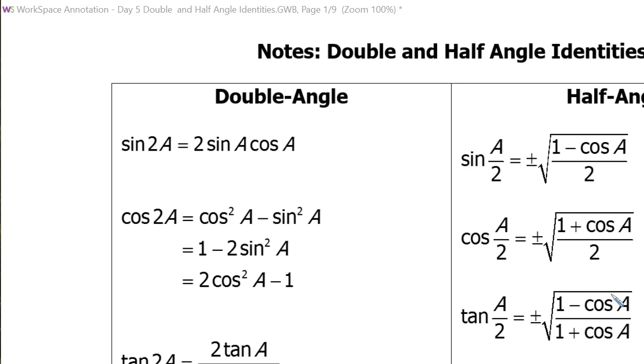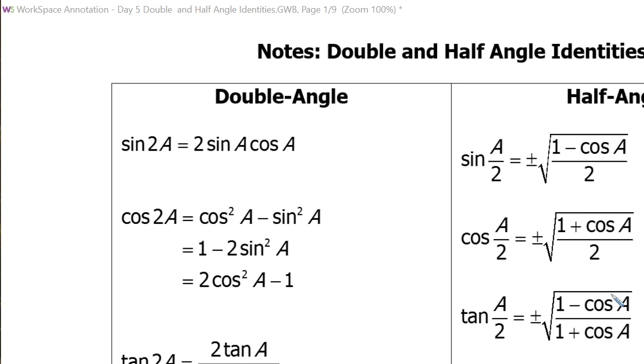And today we are talking about double and half angle identities. They are on the same formula handout sheet from yesterday. You don't have to memorize these formulas today. You get to have a formula sheet on the quiz tomorrow, as well as the test on Tuesday.